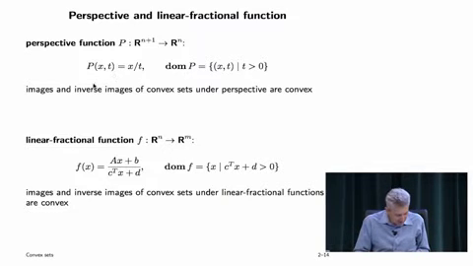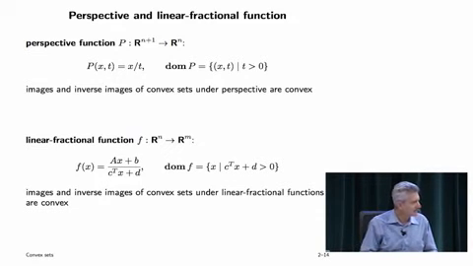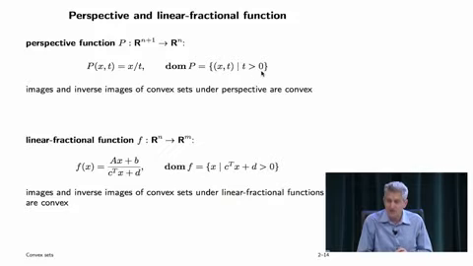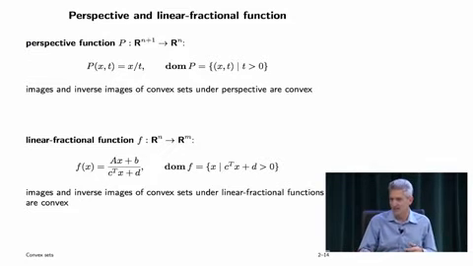The perspective function is P of (x, t). You simply divide the first n elements of the vector by its last component. That's called the perspective function. But it's also called projective, I think, in some areas, right? It's called projective mapping. And the domain is the half space where t is positive. Okay, so that's what it is. And it's the effect of sort of normalizing by the last component or something like that. By the way, it comes up a whole lot more than you think.